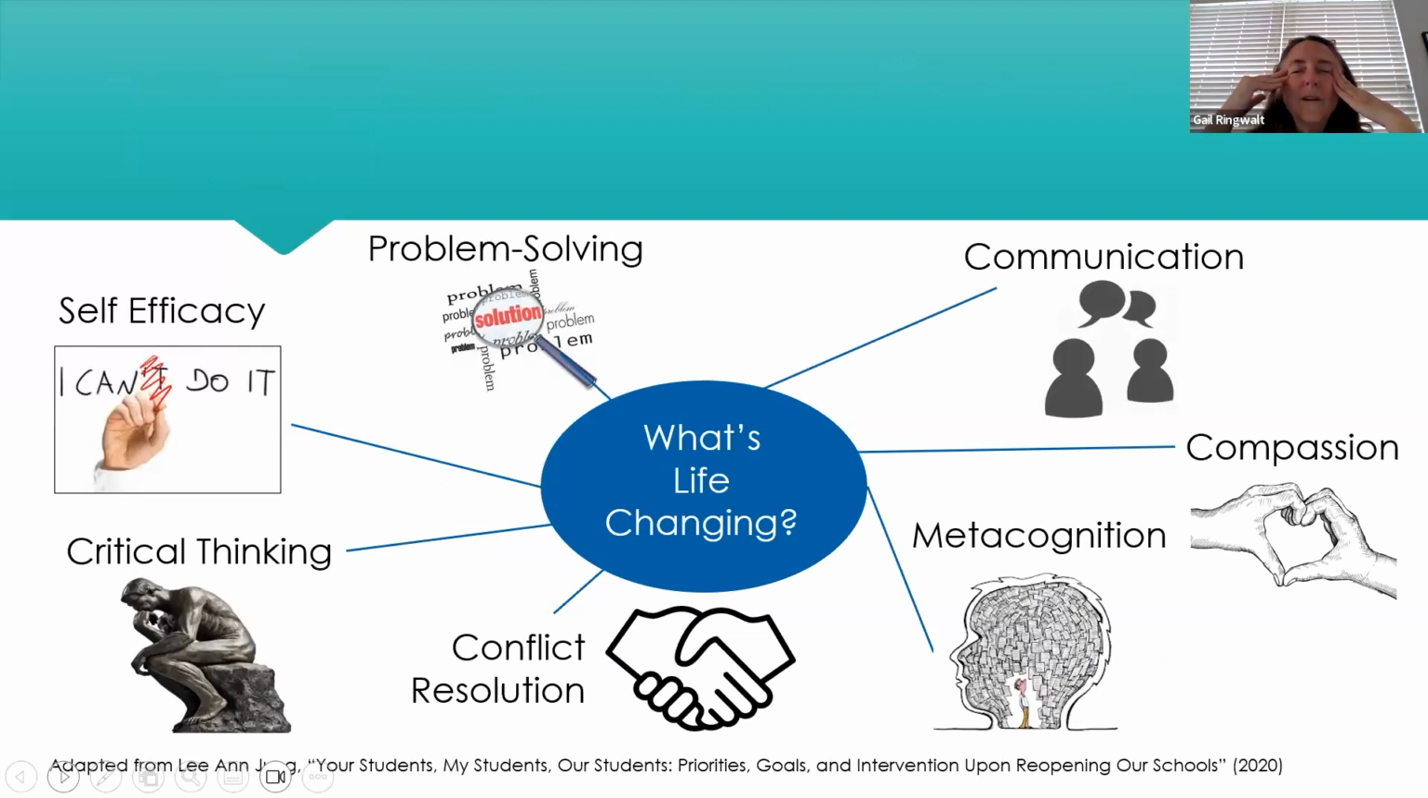Most students with behaviors have more than one. And I really like this slide because you have to think about, for a student with a behavior issue, if you could just change one thing, or if you could just teach a student one thing, what would it be that would be life-changing? And if you could just teach them problem solving, then maybe the "I can do it" would also be solved. Maybe conflict resolution. So think about what would be life-changing.